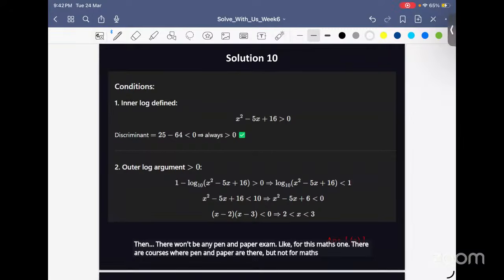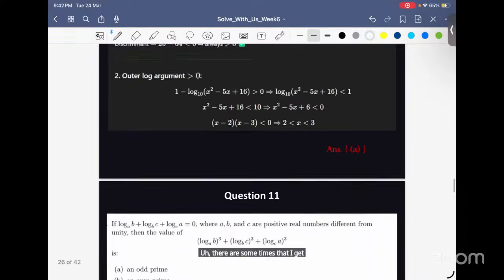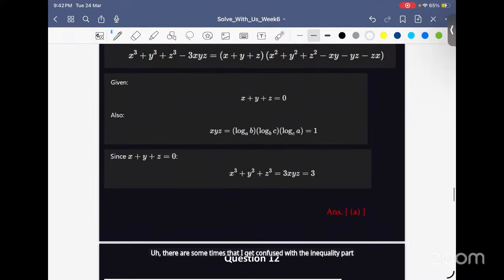Okay. Sometimes I get confused with the inequality part. I couldn't figure out the inequality correctly.